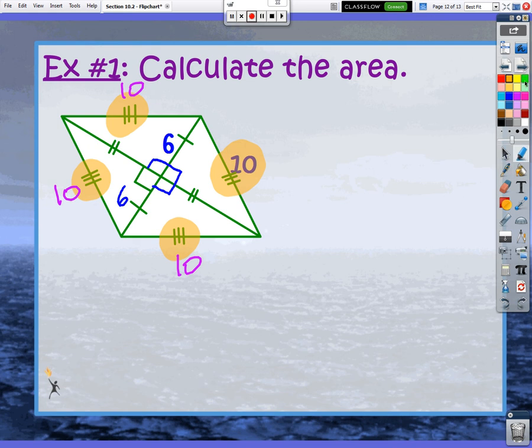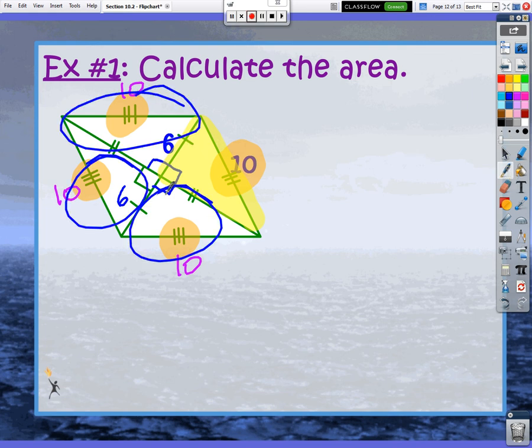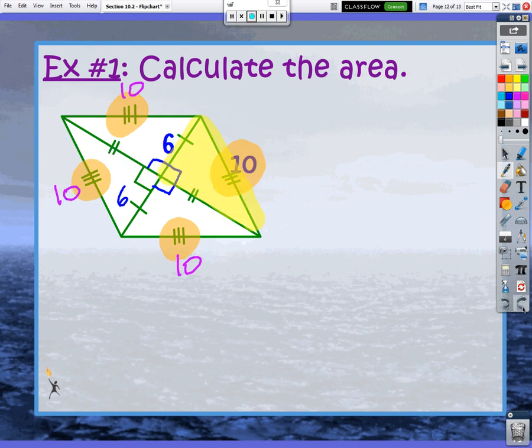Now, in terms of these rhombuses, we could look at this as one right triangle at a time. And then each of these right triangles, all four of them are going to be exactly the same. So we could look at this as one right triangle and then multiply the whole thing by 4 to get all 4 right triangles to make up the rhombus. So I'm going to show you 3 different ways to tackle this one.